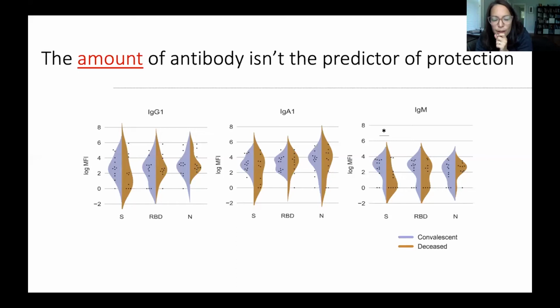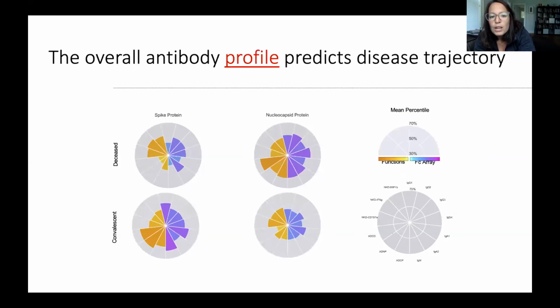So we began to think about this a little bit more like a multivariate profile, began to think about how we can look at this as a flavor of an immune response. So what I'm going to show you now is what these flavors of immunity look like. And the way I'm going to show it to you is in the shape of a flower. So what we have over here are flowers on the top that are the responses in individuals who pass away.